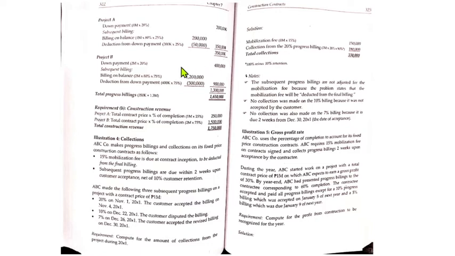For B naman, 400,000 ang down payment, billing is 2M times 80% times 75% is 1.2 minus yung portion ng 400,000 times 75%. Okay? Kasi ito na po yun. Kasama na doon yung portion na ito. 1.2 minus 300 is 900. So, 400 plus 900 is 1.3 million.